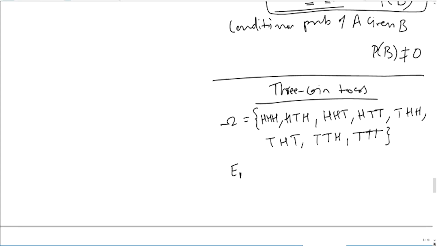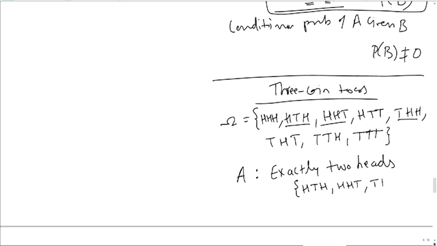Let's call it event A. Event A is that we obtain exactly 2 heads. It's an event of obtaining exactly 2 heads, right? In which outcomes would you obtain exactly 2 heads? This is one possible outcome, this is another, and this is another. That's it. So in these 3 outcomes you would obtain exactly 2 heads. You can write them like this: HTH, HHT, THH.